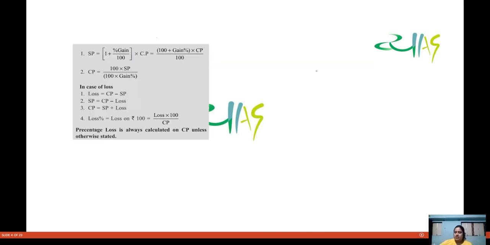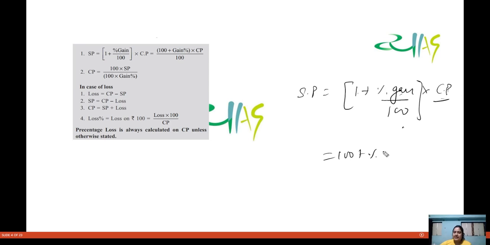Now look at this formula. Selling price is equal to 1 plus percentage gain divided by 100, into cost price. Or you can write 100 plus percentage gain, into cost price, divided by 100, is equal to selling price. Now see, look at this, students.